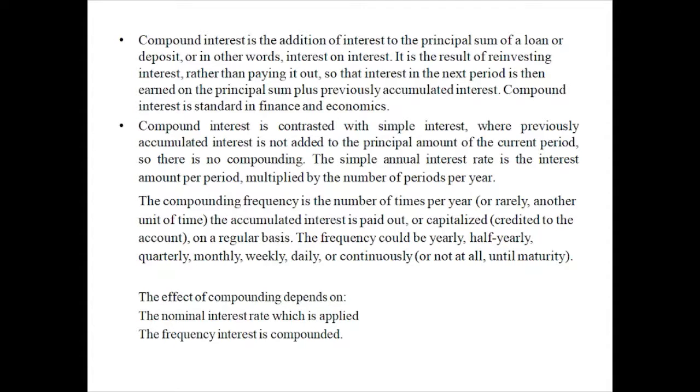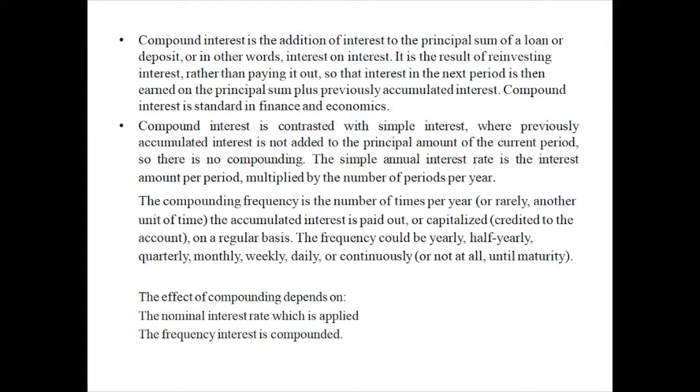The simple annual interest is the interest amount paid multiplied by the number of periods per year. So in simple interest, only the principal used to get multiplied. But what happens in compound interest is that after applying the simple interest, the amount is again multiplied by the interest, so that itself gets compounded over time.